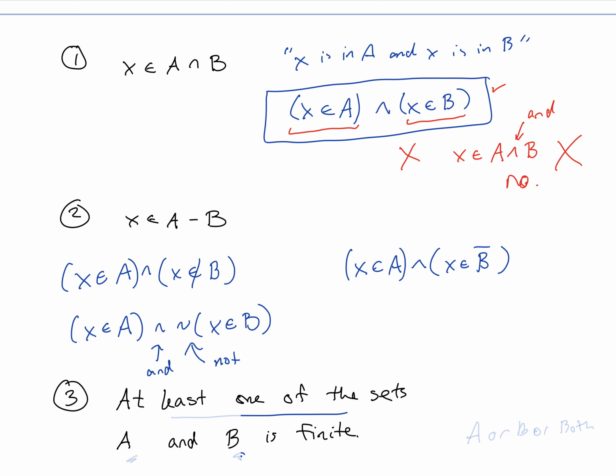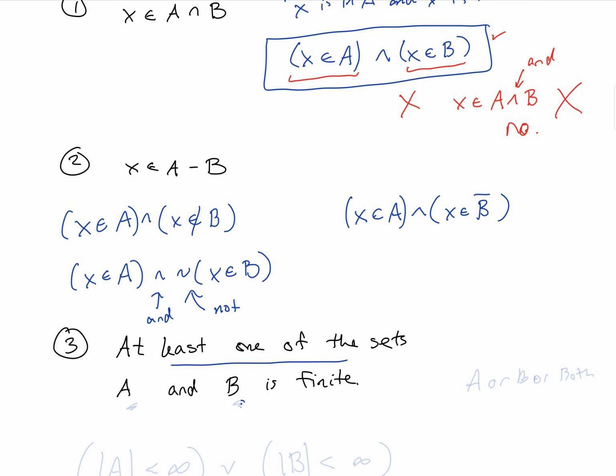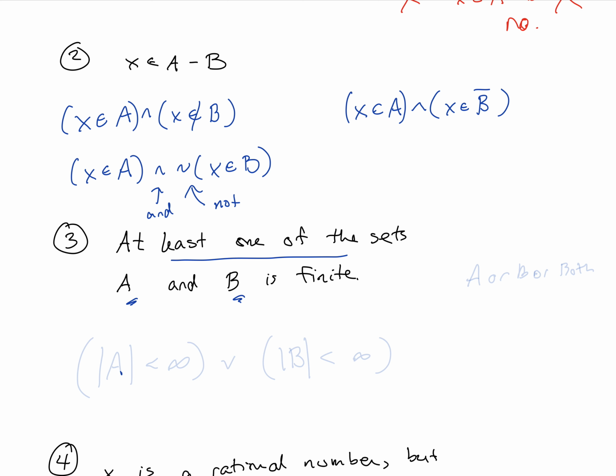At least one of the sets A and B is finite. At least one of them means that A is finite or B is finite or both are finite. So A or B or both is what at least one means, right? And therefore that's or, that's union. And so we could write that as the cardinality of A is less than infinity, or the cardinality of B is less than infinity. So that's how we could write that statement using or.